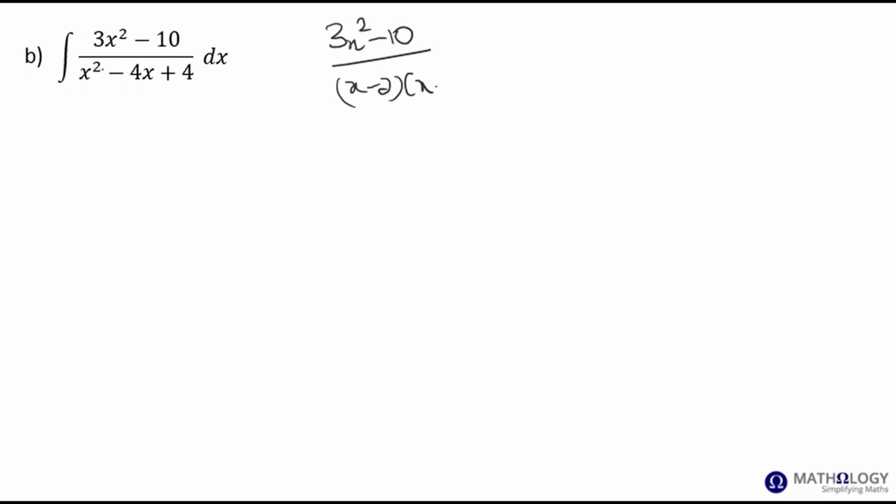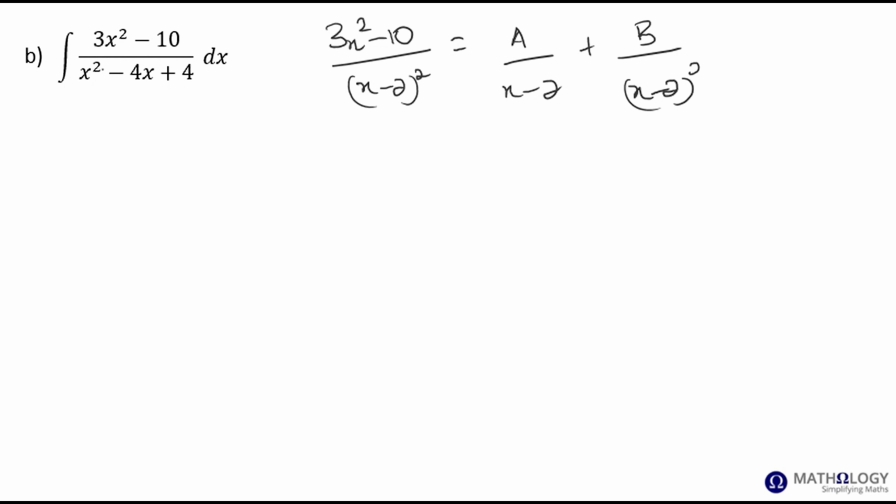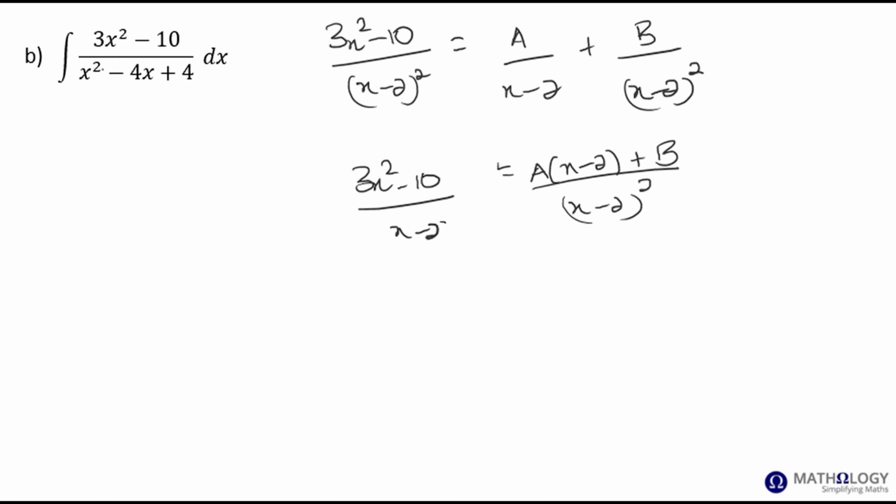Okay, with this example, your first instinct would probably be to factorize the denominator, which is x minus 2 all squared, and then write down a over x minus 2 plus b over x minus 2 all squared. So on the right we'll have a times x minus 2 plus b, and on the left 3x squared minus 10 over x minus 2 all squared.